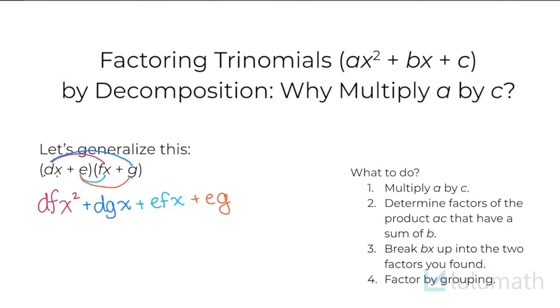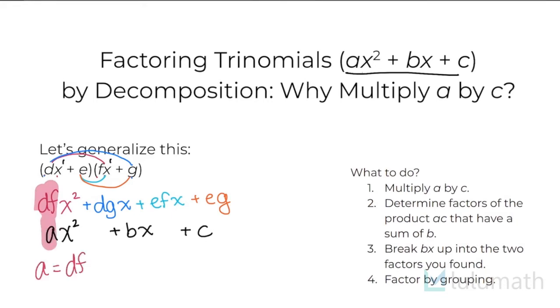Now, the general form of a trinomial is ax squared plus bx plus c. And if you remember, when we expand binomials of the first degree here, this blue term and this green term always end up combining together to give us this bx right here. So that tells us that this df here is our a value. And then it tells us that the dg and the ef together, when you put them together, make this b value. So b would equal dg plus ef put together. And this eg here would be the c value.